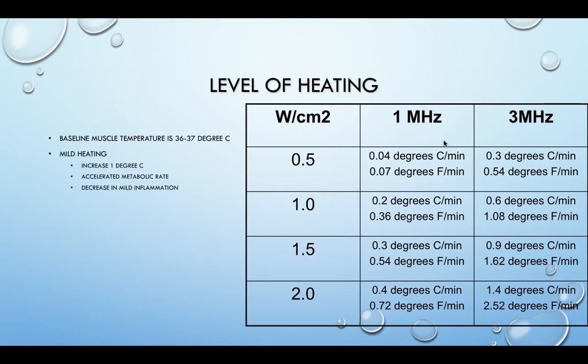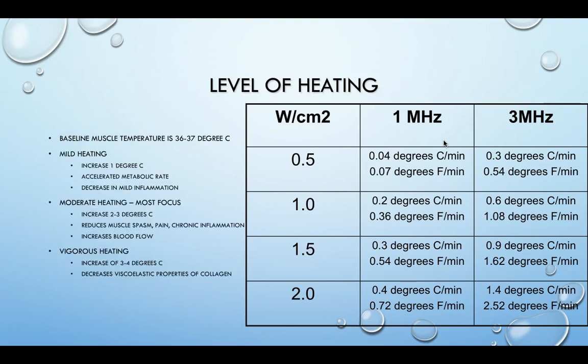So remember back to our heating requirements. Baseline temperature is 36 to 37. That's not really important for you to know. What is important is that if we raise it 1 degree Celsius, we get that mild heating. If we raise it 2 to 3 degrees Celsius, we get that moderate heating. And if we raise it 3 to 4 degrees Celsius, we get that vigorous heating. And then the actual effects that we get from those different levels.